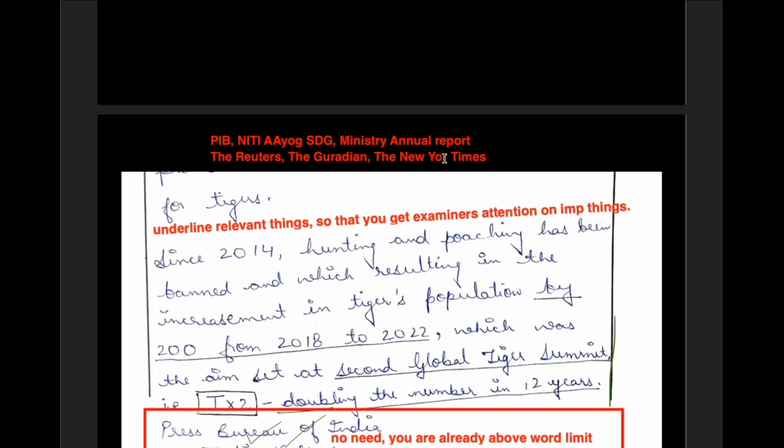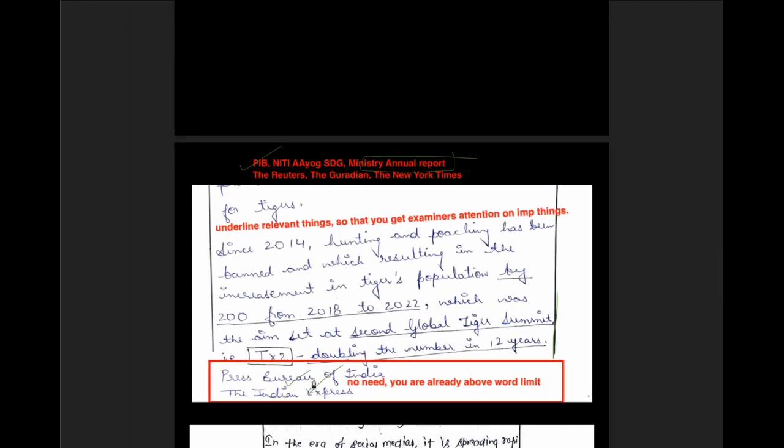So that can be done. You can change it as per the situation of what you have. But PIB and Niti Aayog are your go-to sources, because Niti Aayog SDG data is something you will more or less end up writing. And the Ministry Annual Report, yes. If you're writing about any government scheme, you can cite the Agriculture Ministry Annual Report 2023-24. So that is something.